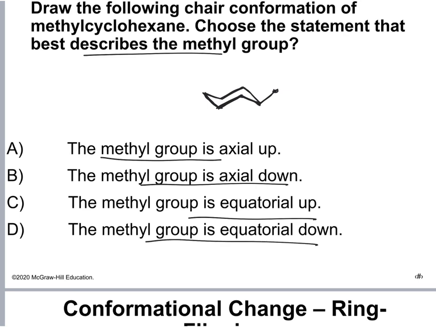What I would do is always draw in all our axial hydrogens. If this one's down, then you do axial down, because they're alternating: axial up, axial down, axial up, axial down, axial up. So if this is axial down, what is this? This has to be equatorial up.